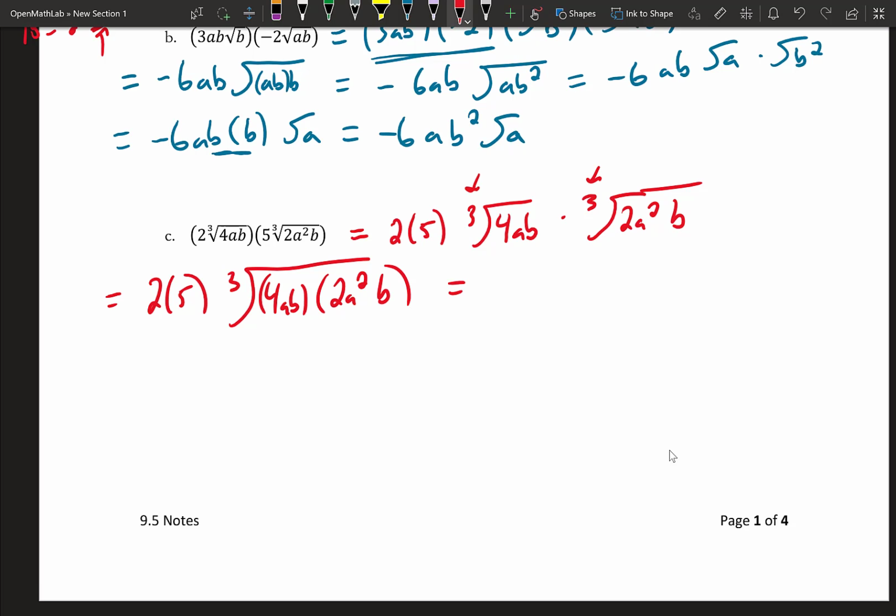So 2 times 5 is 10. And then we need to simplify under the radicand. So that would give me 8a cubed b squared.